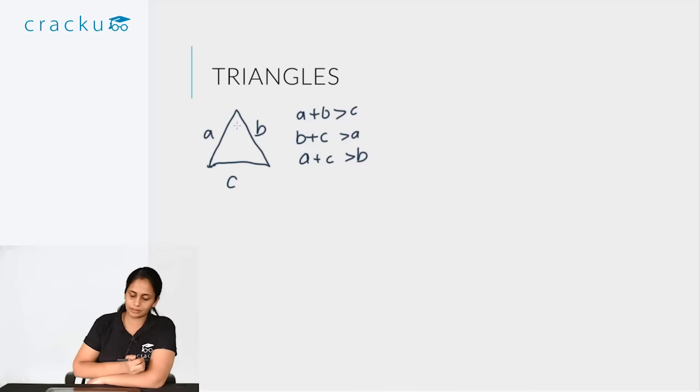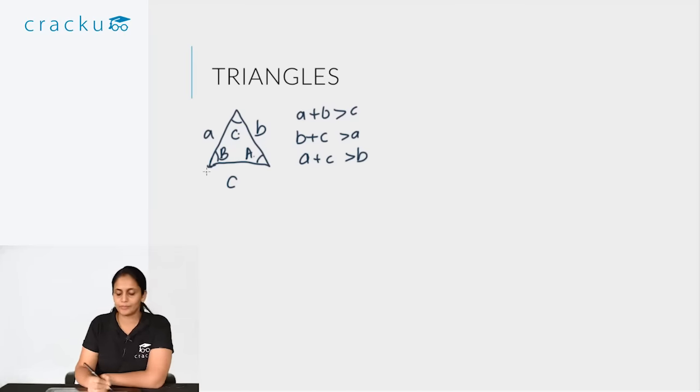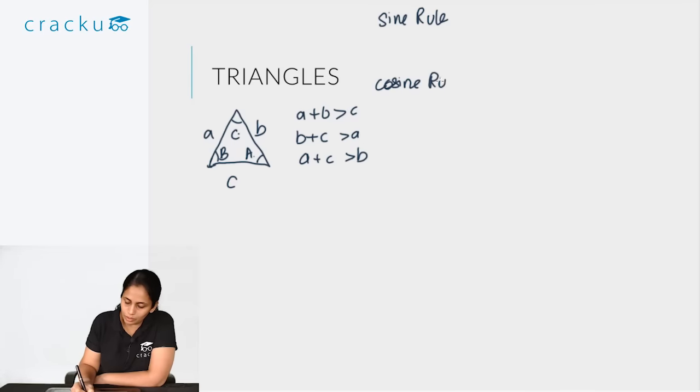Then apart from this, there are two properties of a triangle given ABC. So we always define the angle as capital A opposite the side small a, this as capital C and this is capital B. So this is angle B, angle C, angle A. The two properties that will help you in either determining the length given the angle or determining the angle given length are the sine rule and cosine rule. These are not absolute must-knows, but they can help you solve questions that are difficult or reduce the complexity of questions as such. So what is the sine rule?